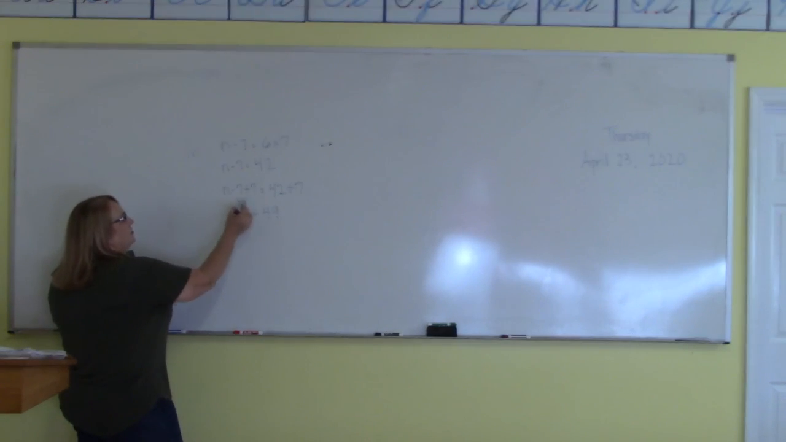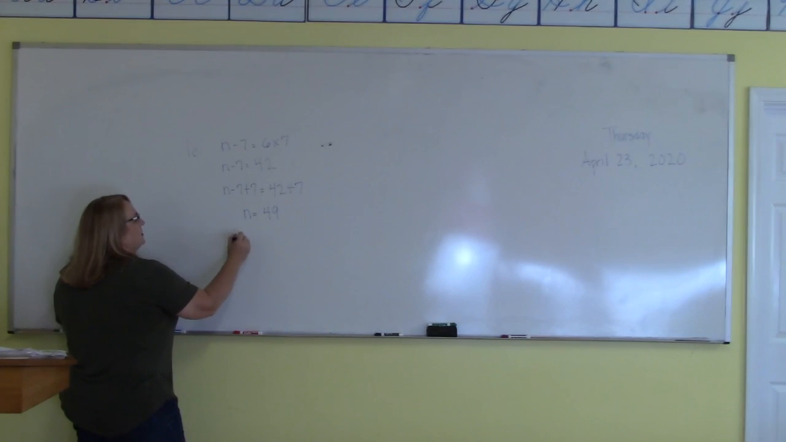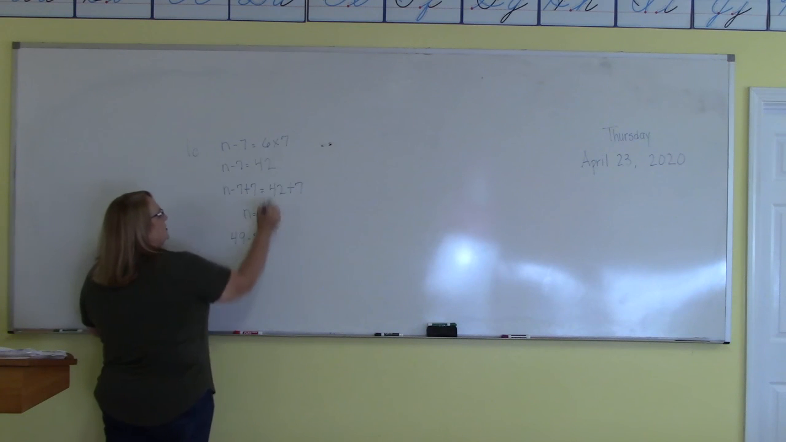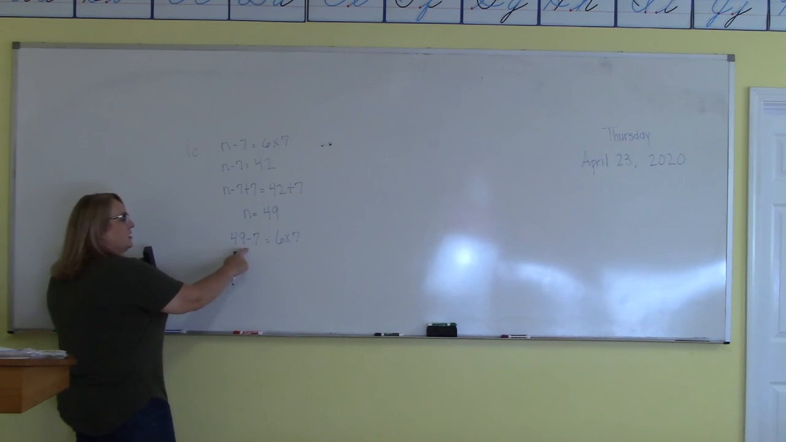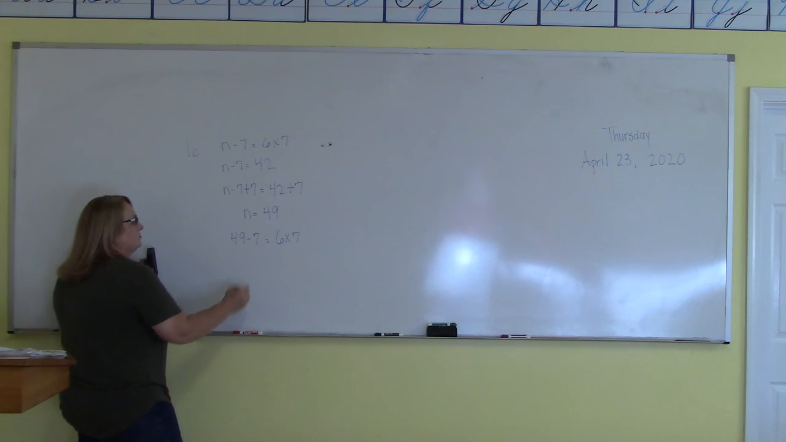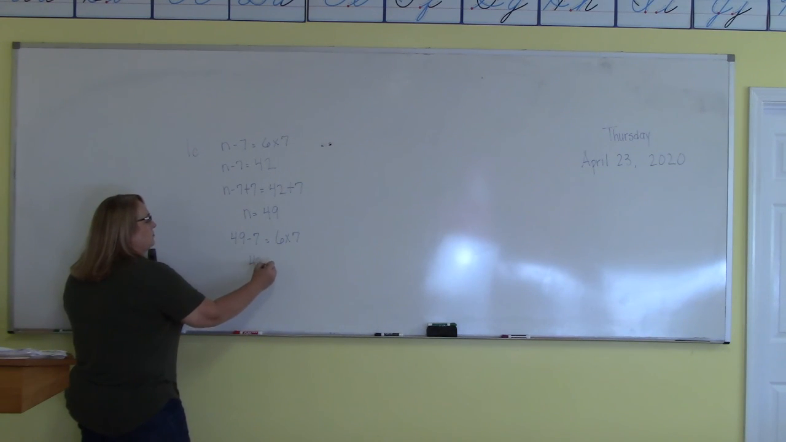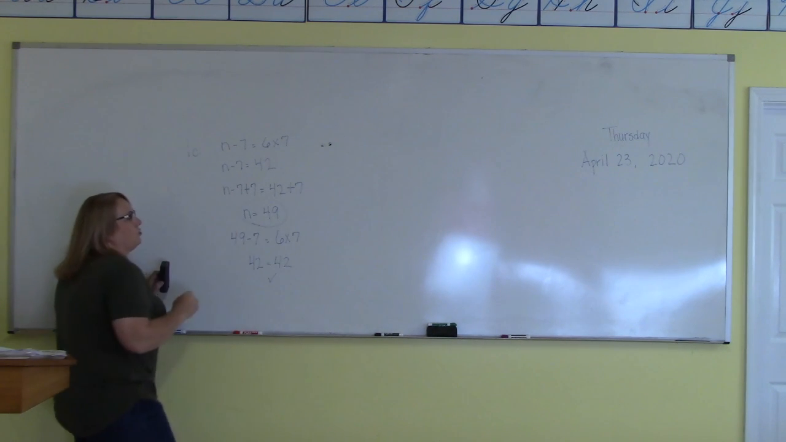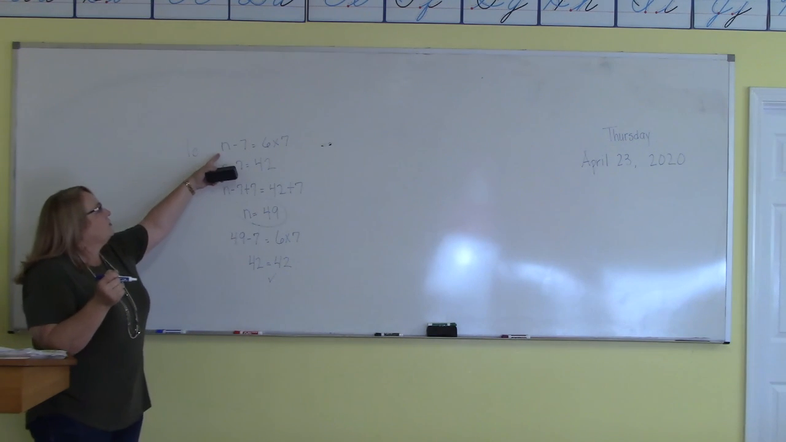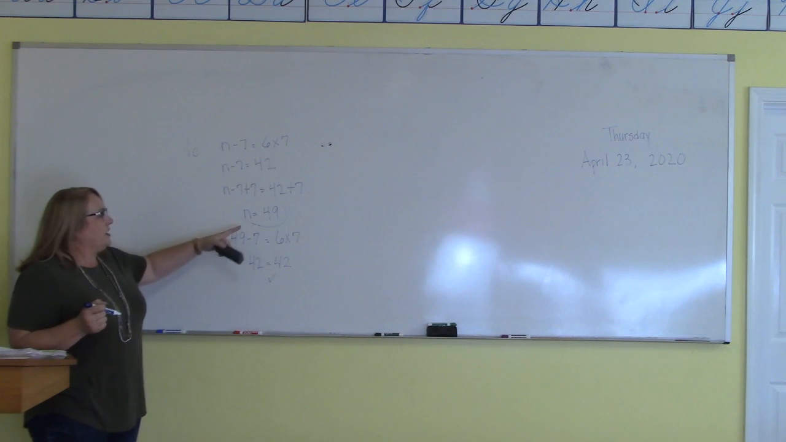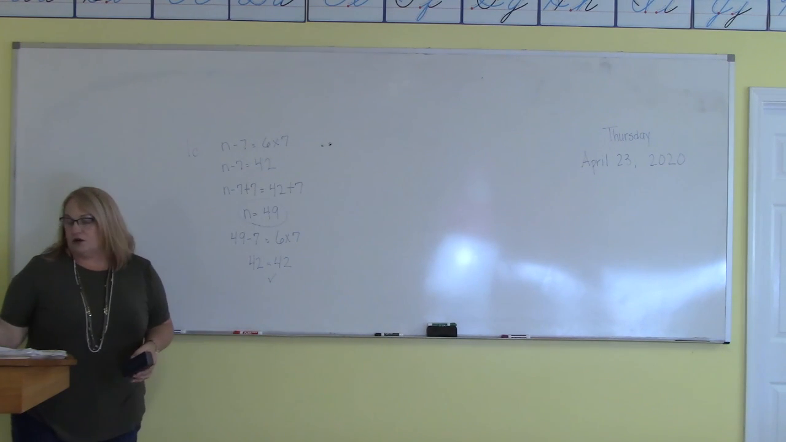Now plug in for n. 49 minus 7 equals 6 times 7. What is 49 minus 7? 42. 6 times 7 is 42. These are equal, so n equals 49. 49 is our unknown number that we didn't know when we started out with, but now we do because we know how to solve the equation.